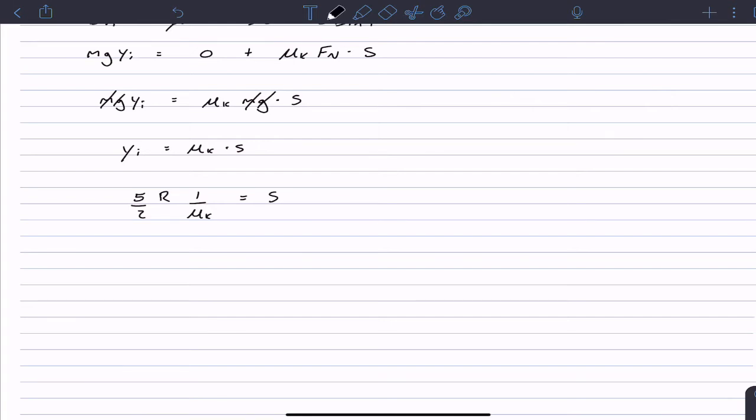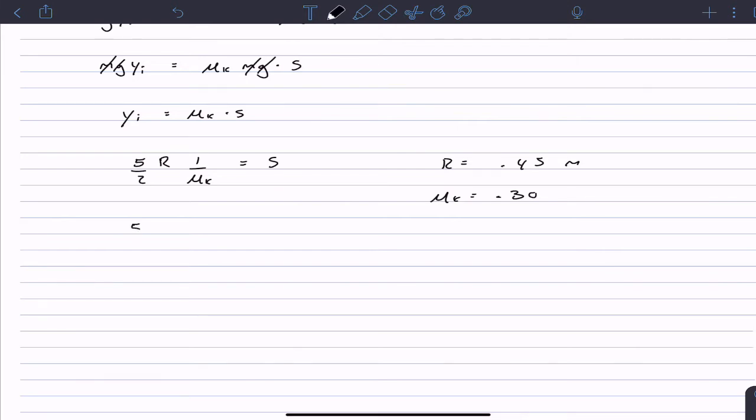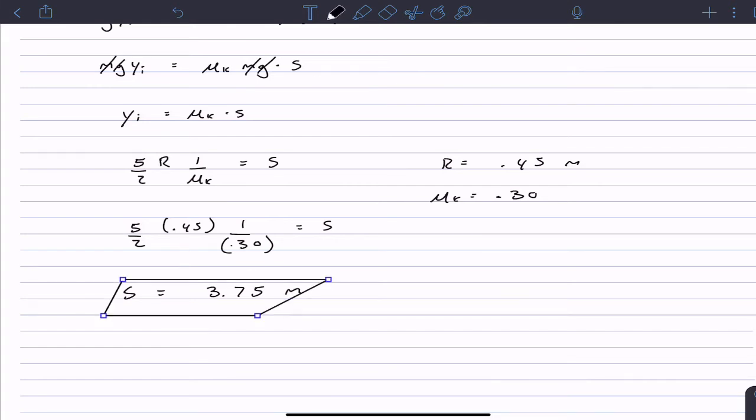We're given values in the problem. R is equal to 0.45 meters, and mu k is equal to 0.30, right? We'll say that. So now we have 5 halves times 0.45, times 1 over 0.3. That's going to give us our distance. Let's plug that into the calculator. It gives us a value of 3.75 meters. That's how long the thing rolls.